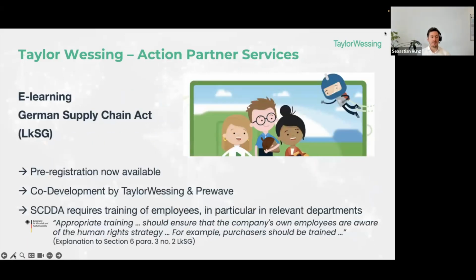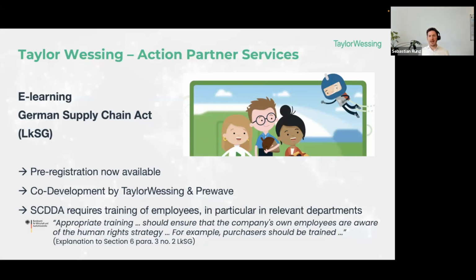Perfect. So the next thing is an e-learning. We are co-developing it with Prewave. Why are we doing that? Because when you look at the law, you can find a passage in the law that's basically saying that you have to do that. So the German Supply Chain Act requires training of your own employees in the relevant departments. And when you look at the explanation to the respective section in the law, it's written that appropriate training should ensure that the company's own employees are aware of the human rights strategy, and that, for example, purchasers should be trained. So that's why we are developing this e-learning.